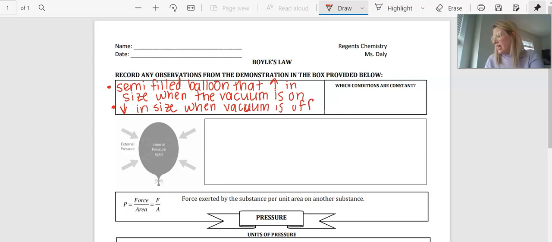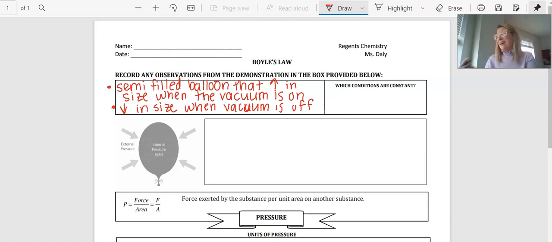Now, something that we're going to talk about in this unit is the manipulation of conditions or variables. I'm going to demonstrate it for today, but in each of our lessons for this unit, I am going to ask you to consider which conditions are being held constant. Some things that were changed during this experiment were the external pressure, or the pressure inside of that vacuum chamber, and also the size of our balloon, the volume of that gas.